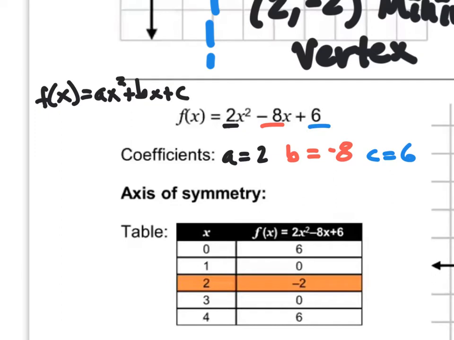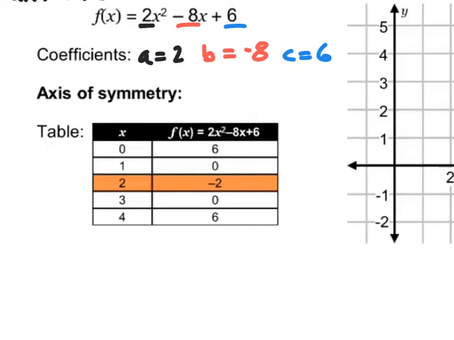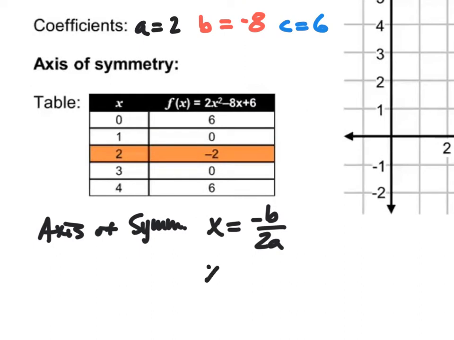So now it wants us to find the axis of symmetry. Remember what we need to do here, I'm going to write this down: axis of symmetry. We want to use x equals the opposite of b over 2 times a. Now we've identified that the value for b is -8, and the value for a is +2. So I'm going to substitute these values in, and I get the opposite of -8, all over 2 times 2.